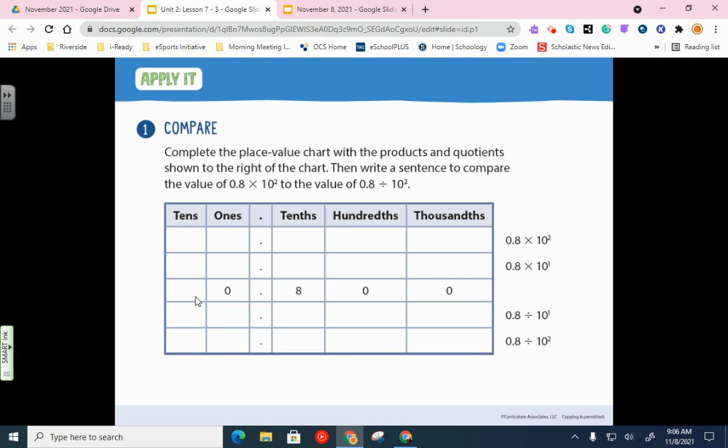Then write a sentence to compare the value of 8 tenths times 10 to the second to the value of 8 tenths divided by 10 to the second. So what we have here is we're going to start right here in the middle. We've got our 8 tenths. So if we are multiplying by 10 to the first, that means this 8 will actually carry over and will move up into this place value. If we multiply it by 10 to the second, that will carry 2 places over, and that will become 80. So you can see the movement of the 8 like that.